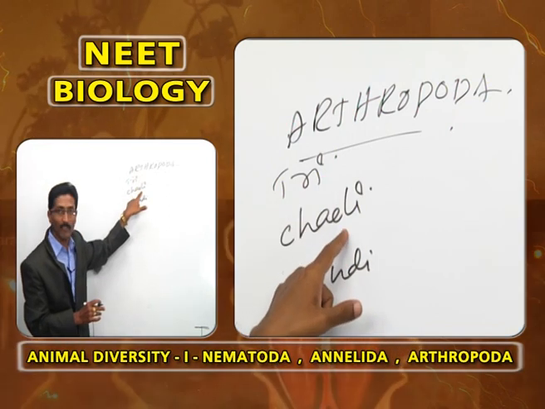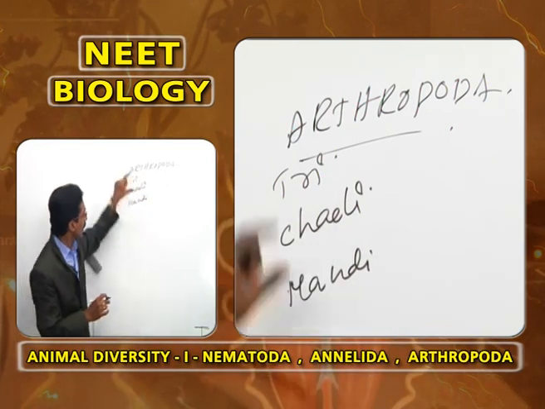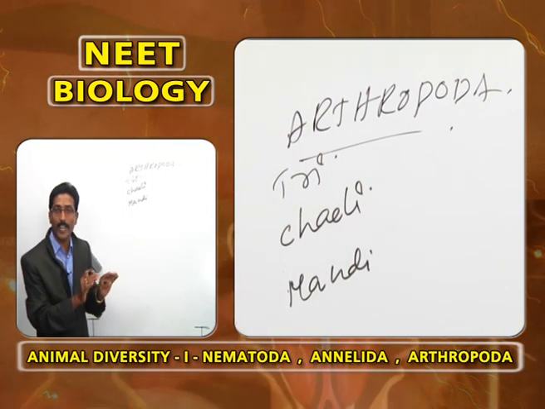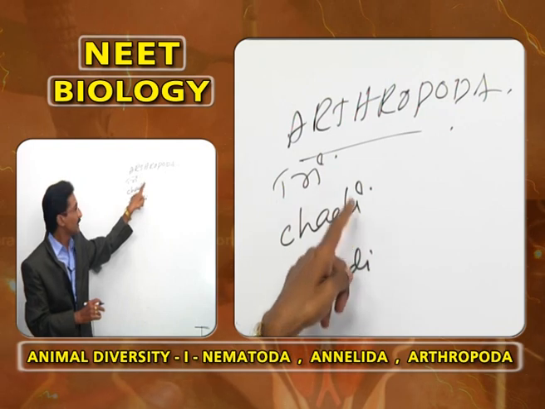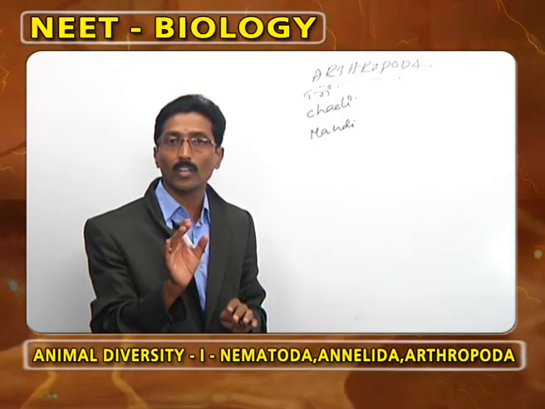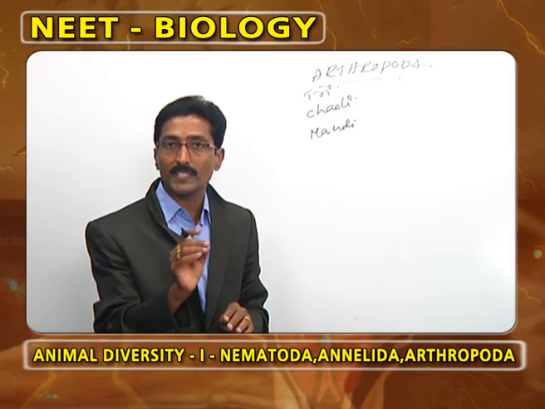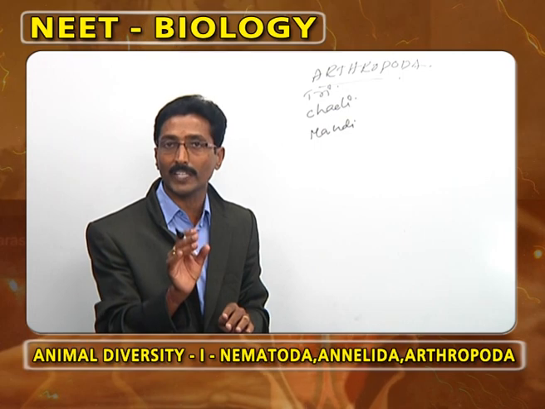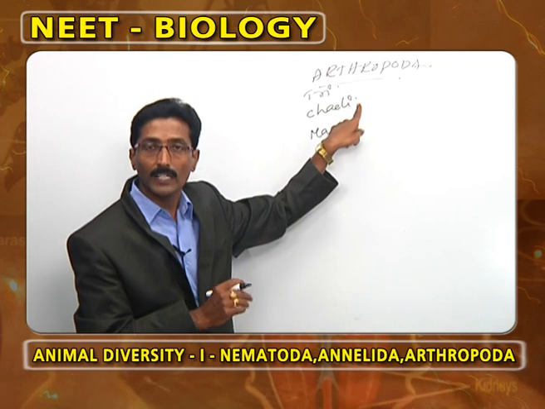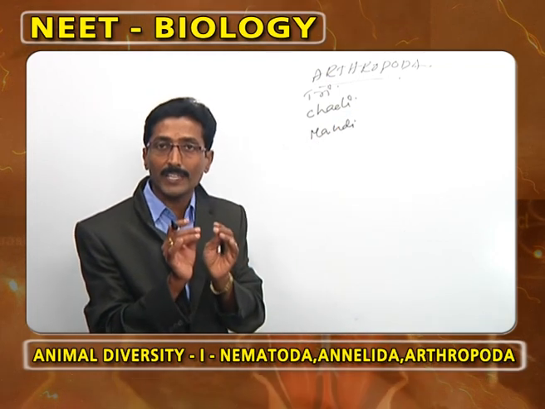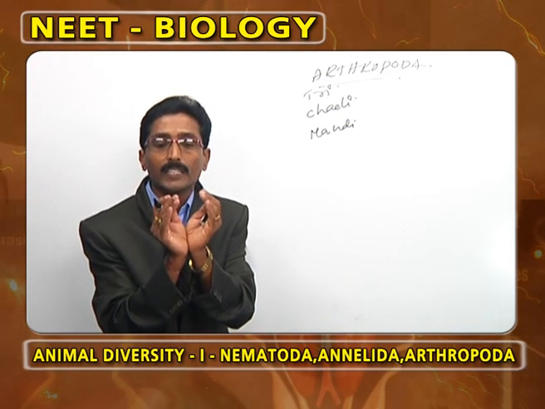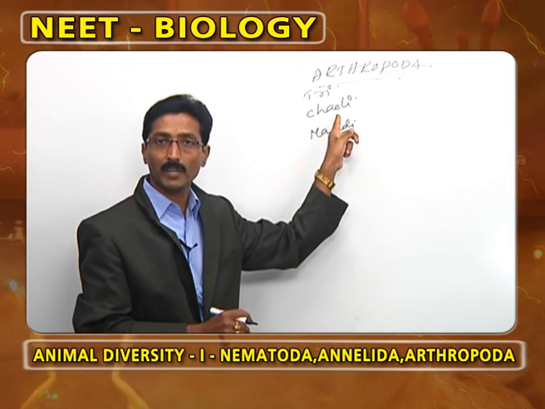The second subphylum we call Chelicerata. Here one important point: name the arthropods in which antennae are totally absent. Chelicerata. In the subphylum Chelicerata, the body is divided into prosoma and opisthosoma. In the prosoma, 6 segments. In the opisthosoma, 13 segments. Totally 19 segments are present. Why did Chelicerata get such a name? In the Chelicerata, the first pair of appendages are modified into chelicerae. They help in feeding. So it got the name Chelicerata.